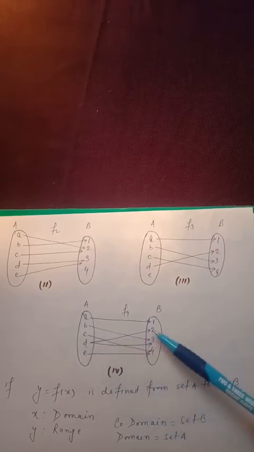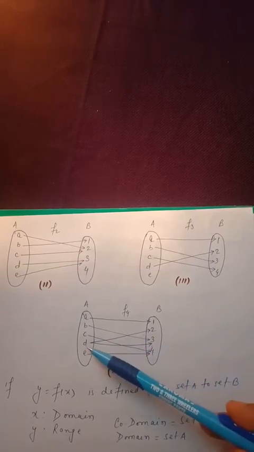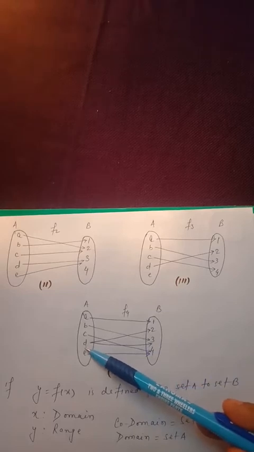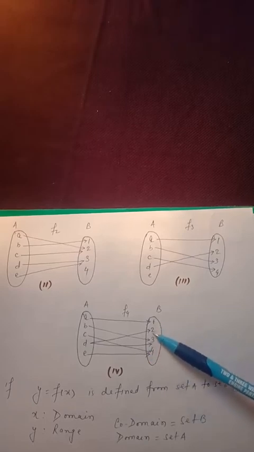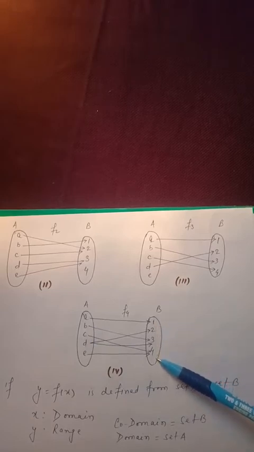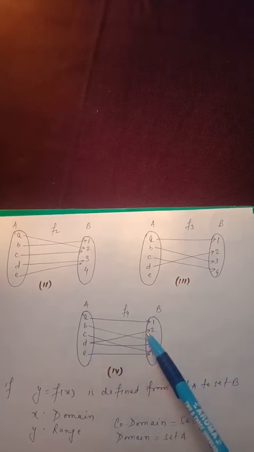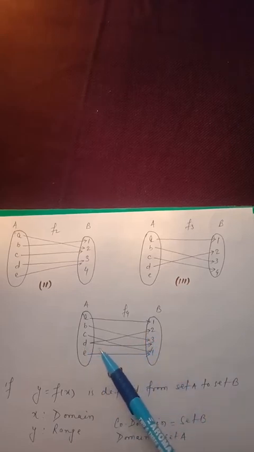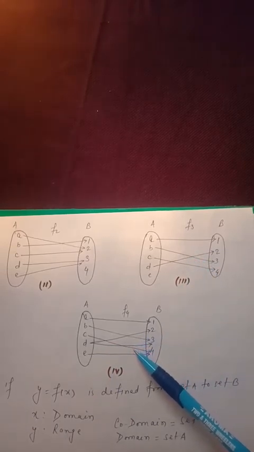So D is associated with 2 as well as D is associated with 3. So it means there are two images of D. First image is 2, second image is 3. Actually, these elements which are related to the elements of set A are known as images, and these elements are the pre-images. So here we can also say when an element of set A has two images, then it is not a function. So in this case, F3 and F4 are not the function.